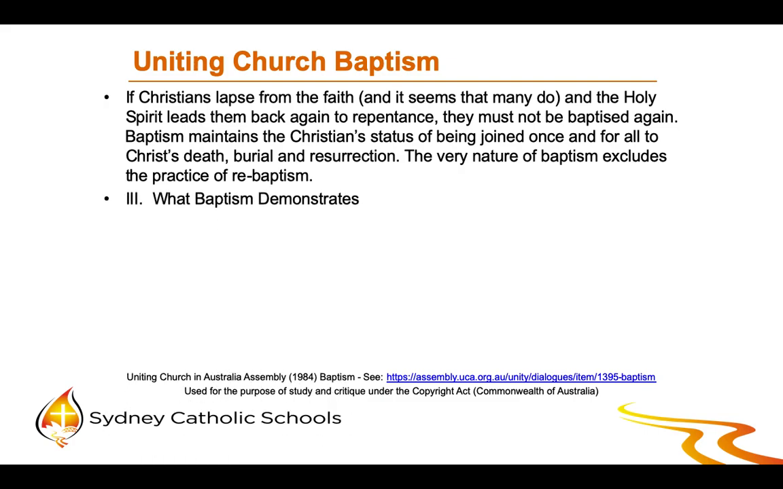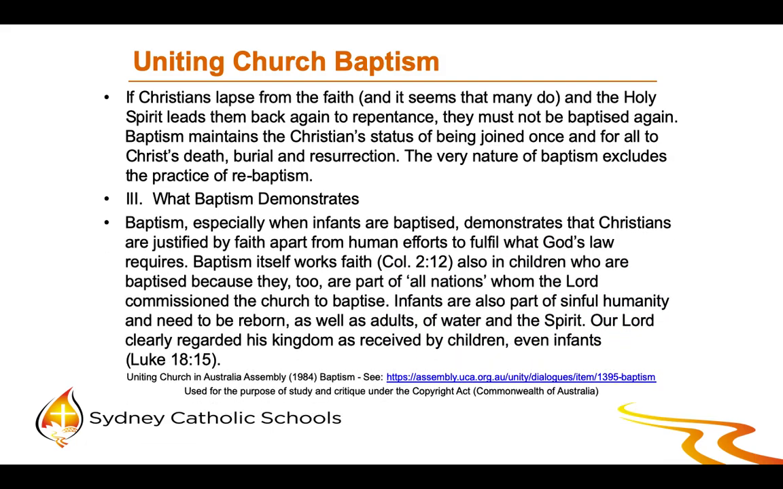So what does baptism demonstrate? According to the Uniting Church, baptism, especially when infants are baptized, demonstrates that Christians are justified by faith apart from human efforts to fulfill what God's law requires. Baptism itself works faith.